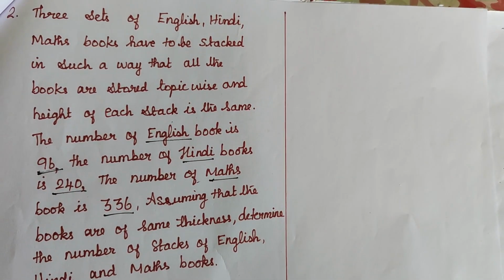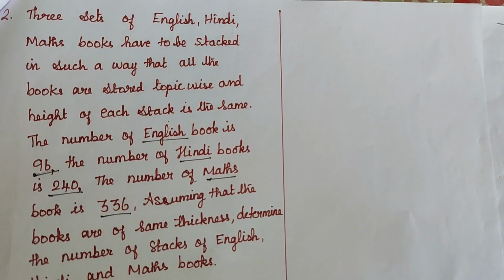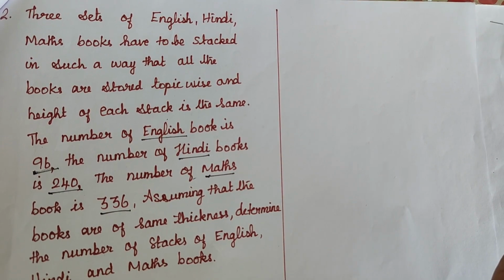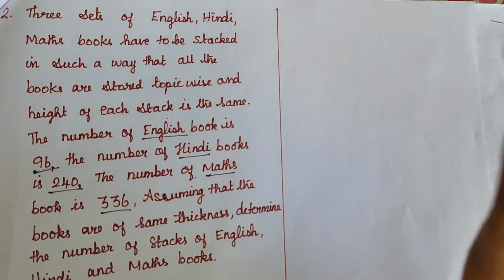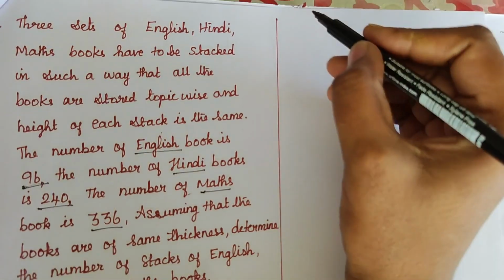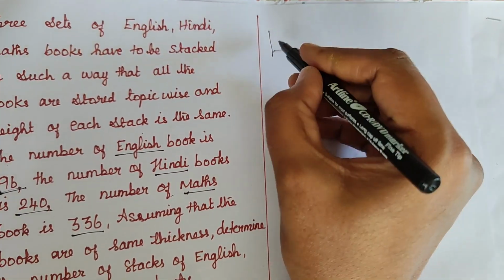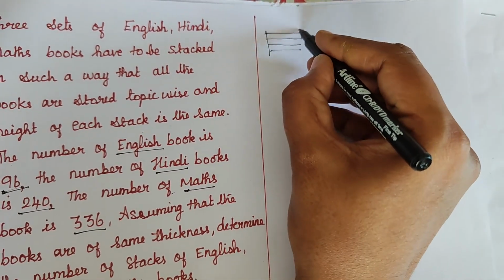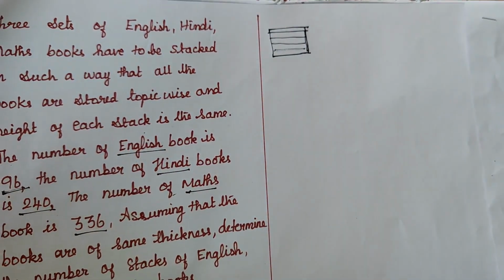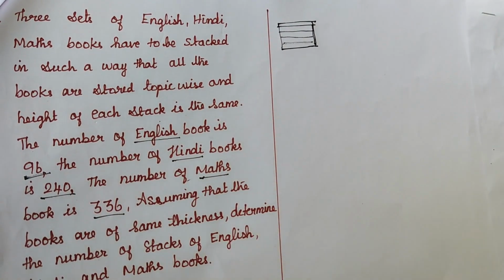See, let's understand the meaning of this question first. 3 types of books are there: English, Hindi and Maths. 96 English books, 240 Hindi books and 336 Maths books. All the books are of the same thickness. We must arrange these books in stacks. You will arrange the books one over the other in stacks like this, so that the height of each stack is the same. Okay? And how many stacks do we obtain?